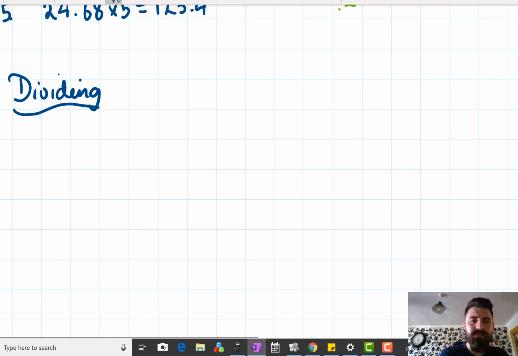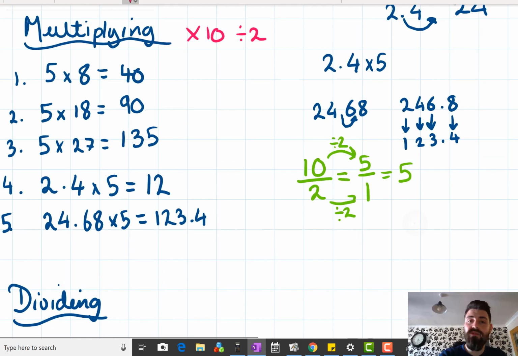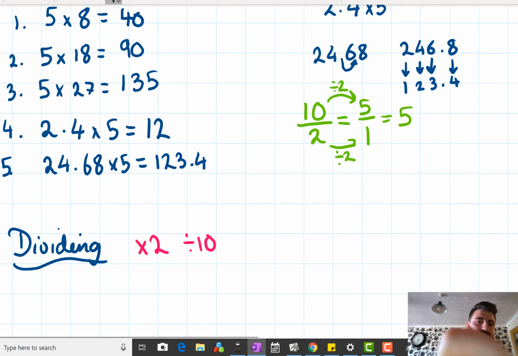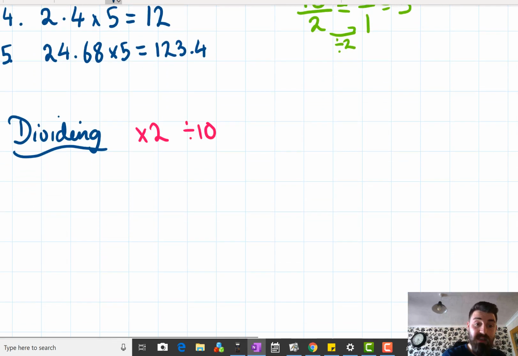Now, it's actually the opposite to what we do when we multiply. So rather than timesing by 10 and then dividing by 2, we're going to do the opposite. We're going to times the number by 2 and then divide it by 10. In fact, you could divide it by 10 then times it by 2, but I prefer to do the multiplication first.